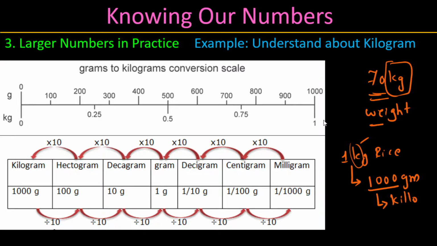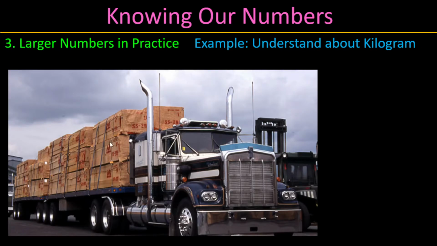If you see the chart on this screen, here is 0 and 100 gram, and 200 gram. When it meets 1000 gram, it is called 1 kg. And if you go below 0, you will have decigram, centigram, milligram in very, very small quantities. This is how we need to calculate it. If you go beyond 1000, you will have tons. For example, this truck carries a load of 60 ton. 100 kg equals 1 quintal and 1000 kg equals 1 ton.